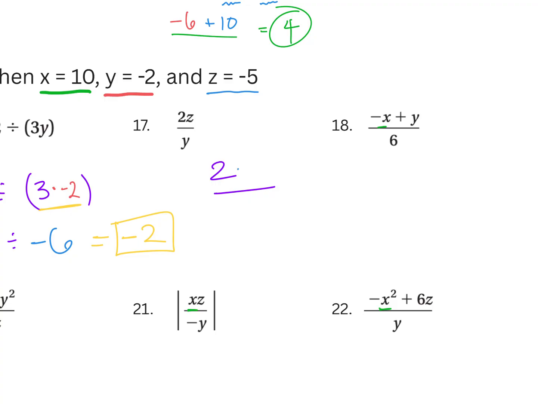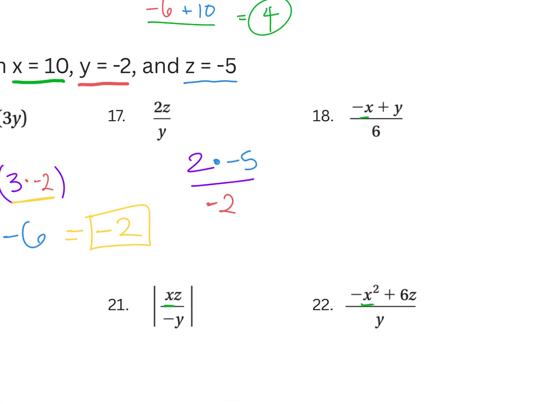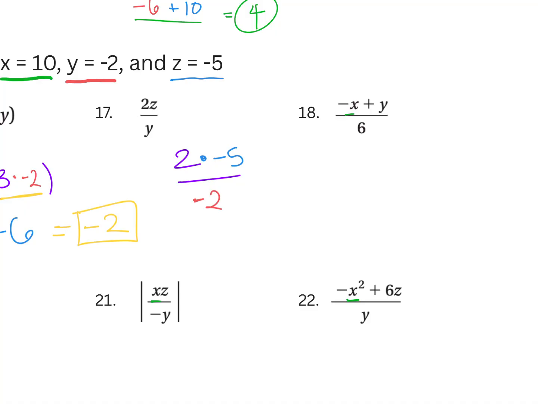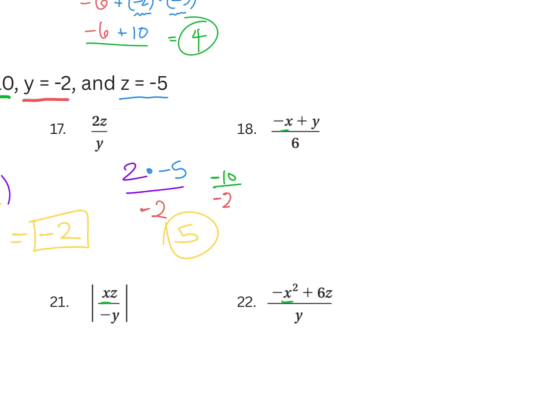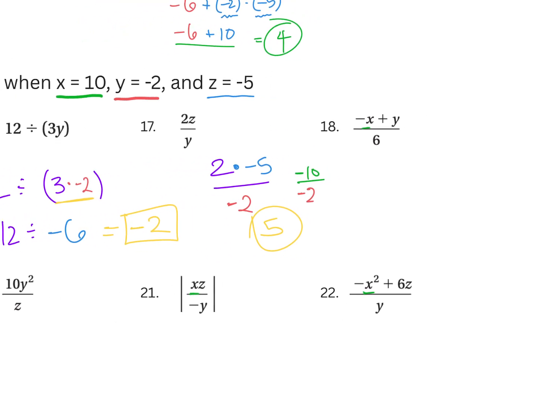2 times negative 5 over negative 2. Well, we're going to do this up top because really, as this guy's on the bottom, he's simplified. There's nothing going on with him. So 2 times negative 5 is negative 10. And if we divide that by negative 2, we get positive 5. All right.